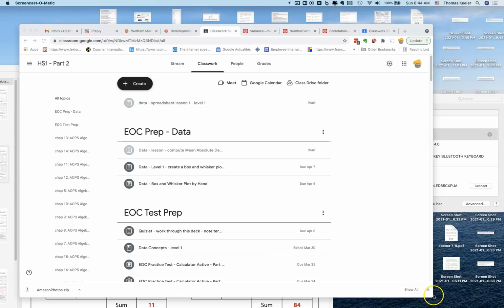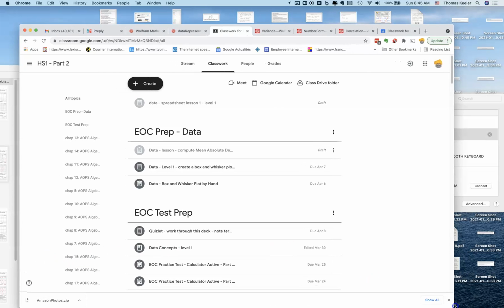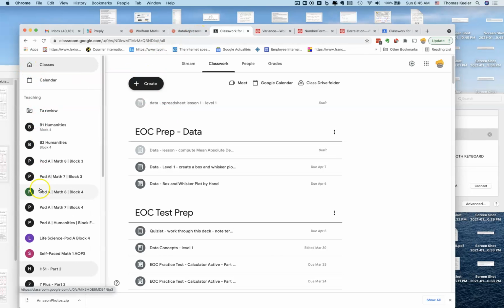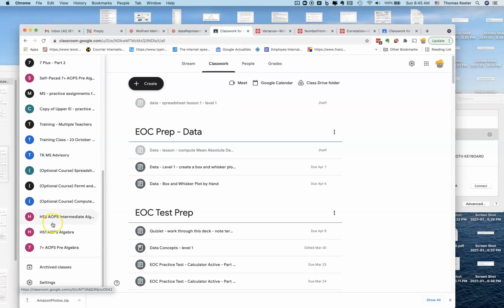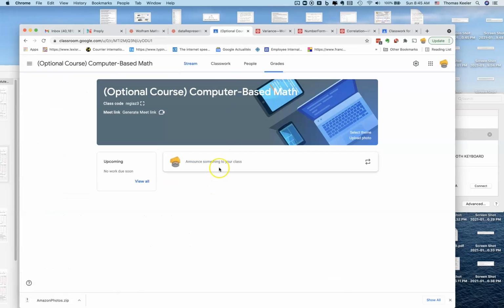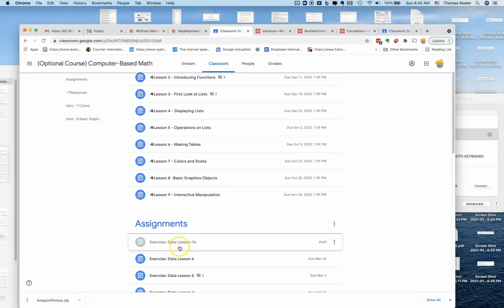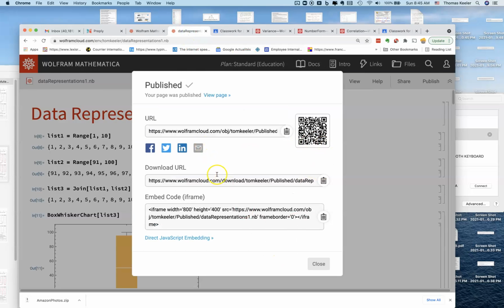Okay, so here we are in Wolfram, and we're going to look at our lesson. We'll have a lesson and exercises to do. The lesson is not in high school one, but you'll see it in Wolfram. We're still in draft version here, but it's going to be lesson 7A, and you'll make a copy of this data representation.